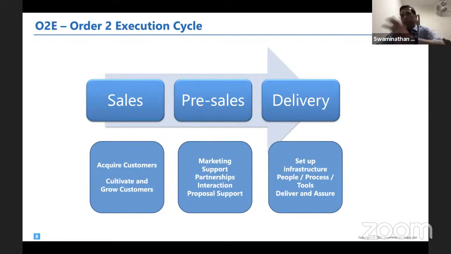Sales, delivery, pre-sales. Sales is about getting a customer or growing a customer. For example, you may not have got, for the first time you are doing business with a new customer, that is a new customer, right?